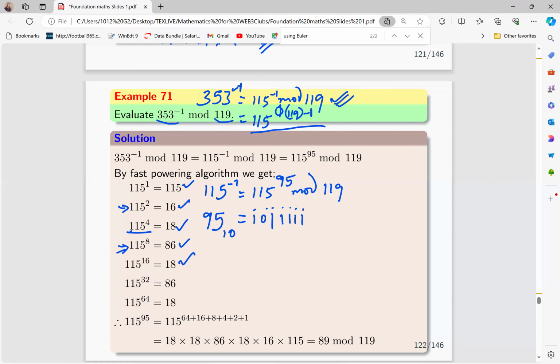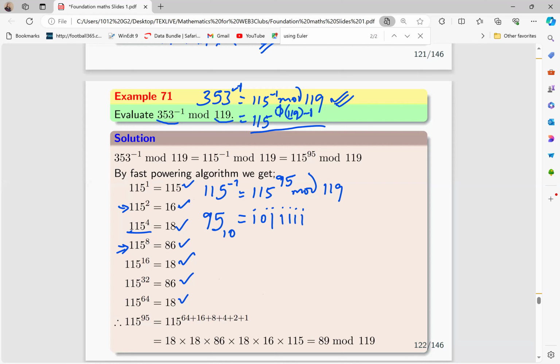The remainder is 86. So far, how many times have we gone? We were supposed to go 1, 2, 3, 4, 5, 6, 7 times. We've gone 2, so we square 86 and get 7,396 divided by 119. Goes there 62 times, and the remainder is 18.